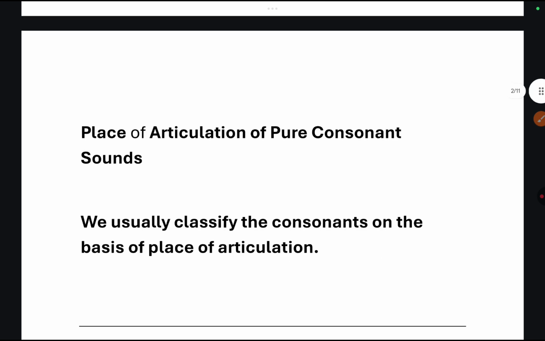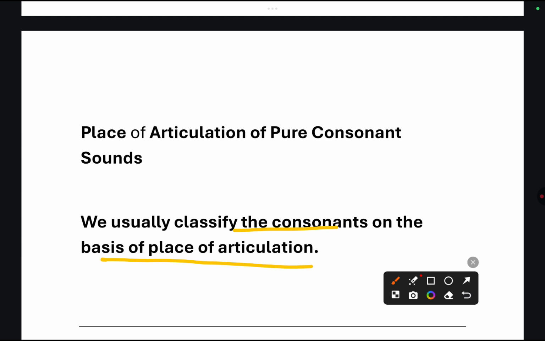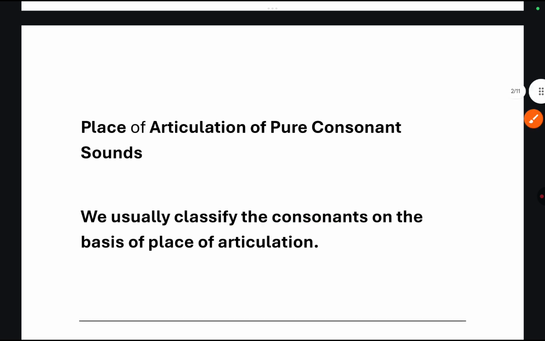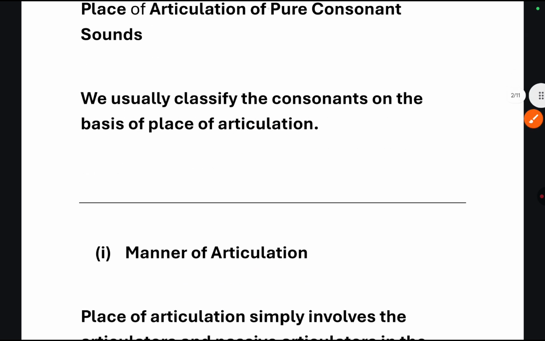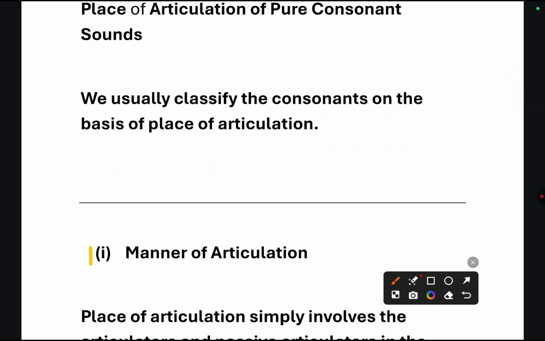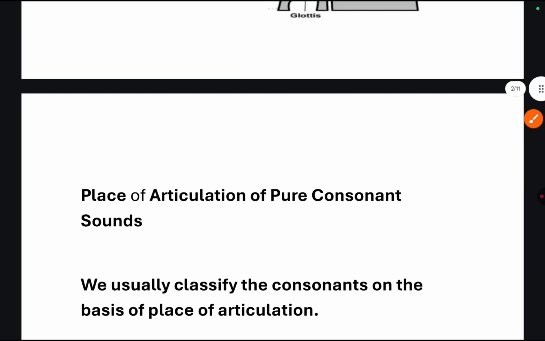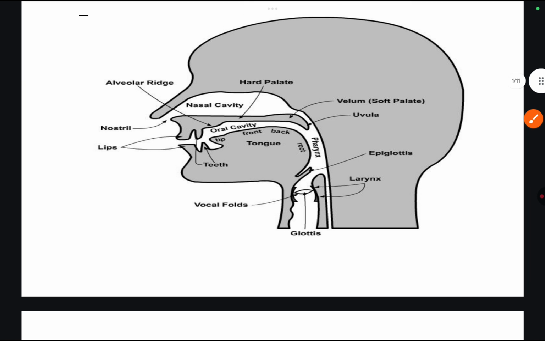So, we classify the consonant sounds on two bases: on the basis of place of articulation, and second, the manner of articulation. Place of articulation is the first point, and second, the manner of articulation. So first, before moving to the main point, we will just know a bit about the organs of speech so that you can understand the place of articulation in a better way.